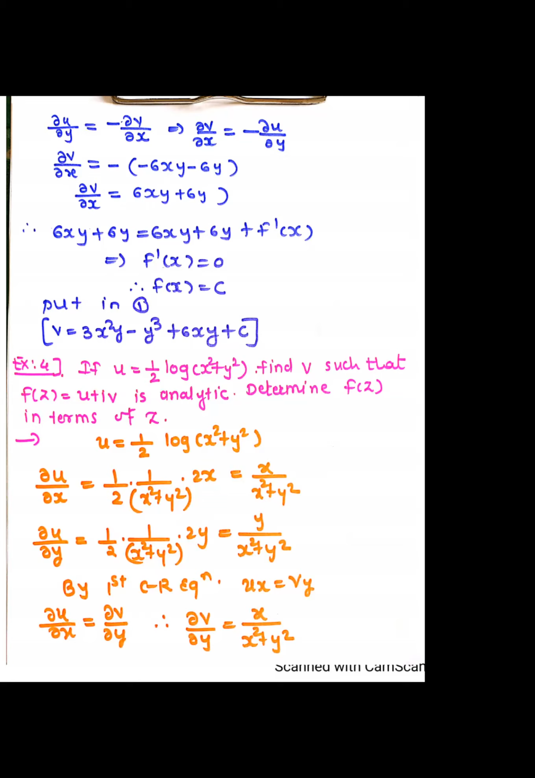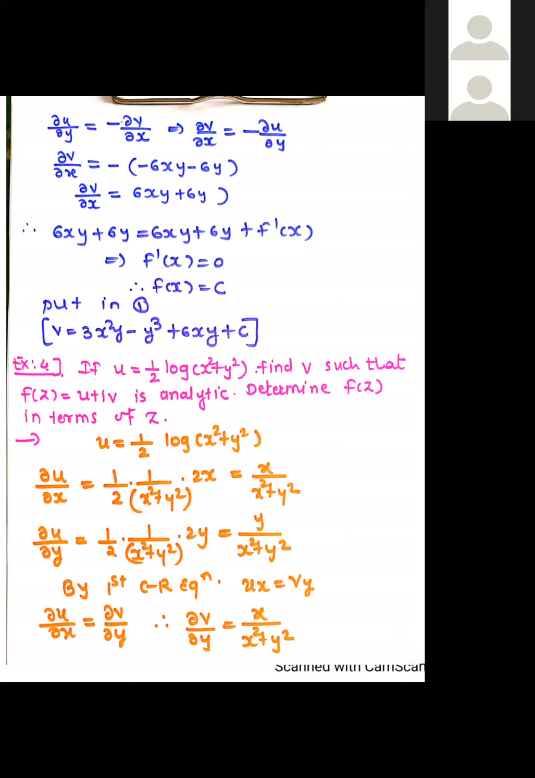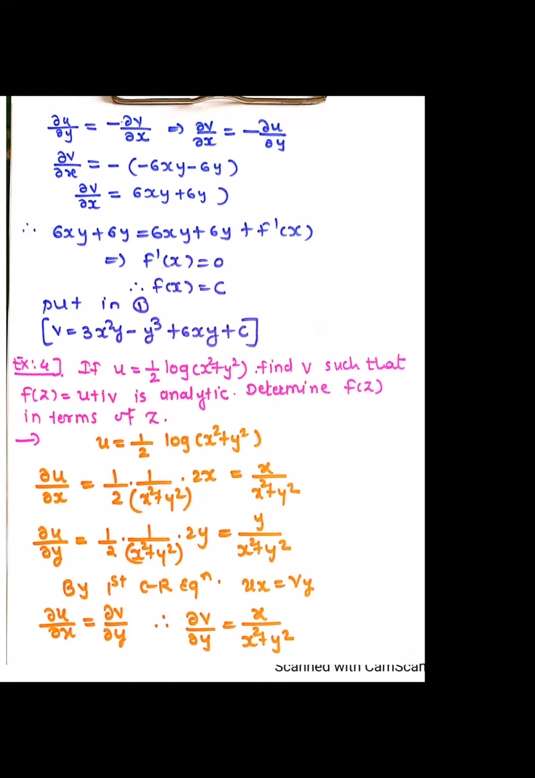Okay, and then by first Cauchy-Riemann equation, the process is the same in each and every example. After that we use the first Cauchy-Riemann equation, that is ux equal to vy. ux means what? w by x, so w by x equals v upon y. Okay, so put that value there. Substitute the values, you will get the same.